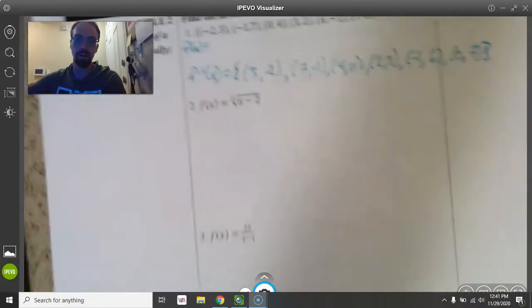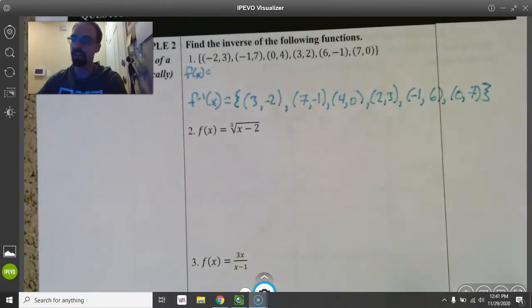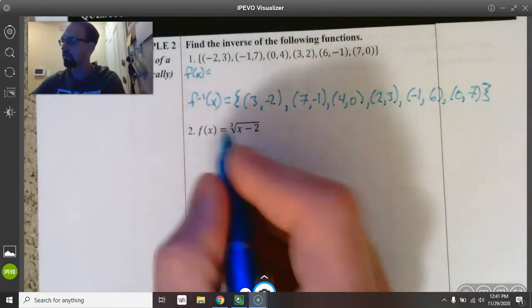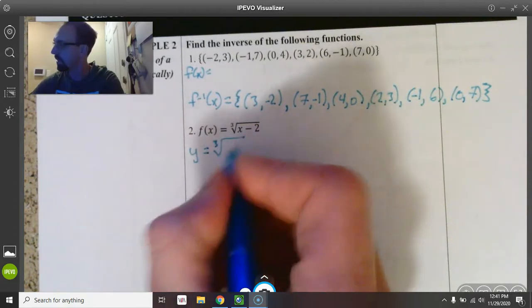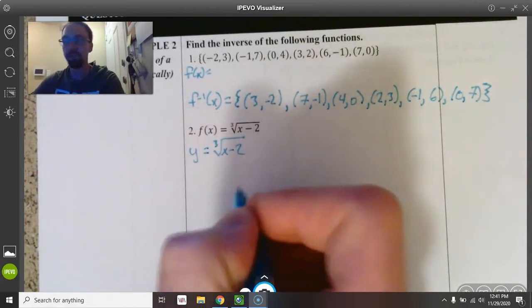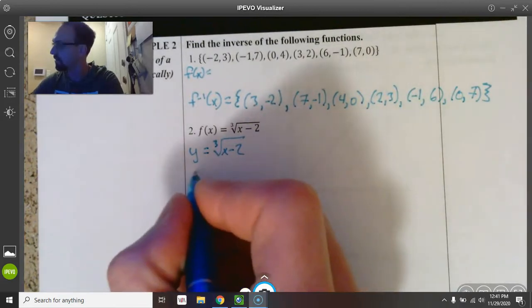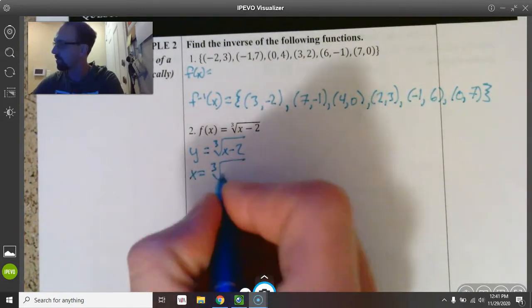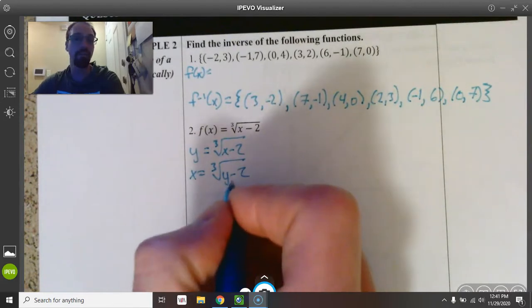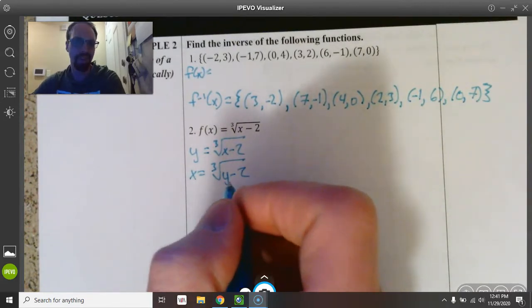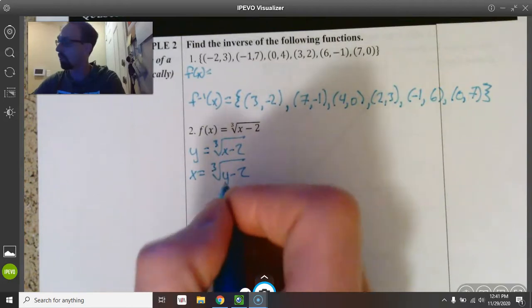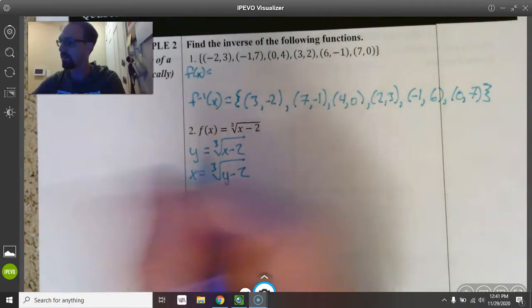Number 2 here, we do a little bit more because this is now changing it algebraically. So step 1, we just change your f of x to y. So this is y equals the cubed root of x minus 2. Then you swap your x and your y values. So this is now x equals the cubed root of y minus 2. And then now we solve this one here for the y value. So essentially we need to get y by itself.